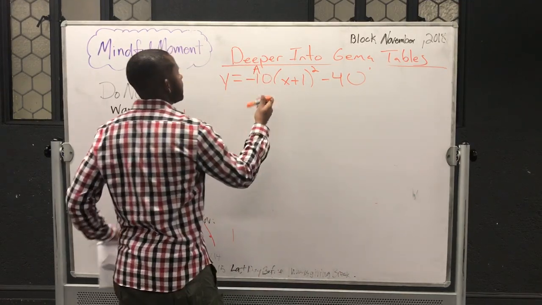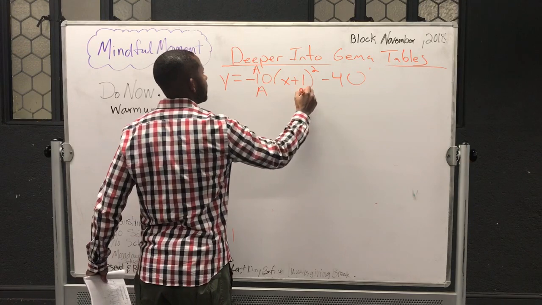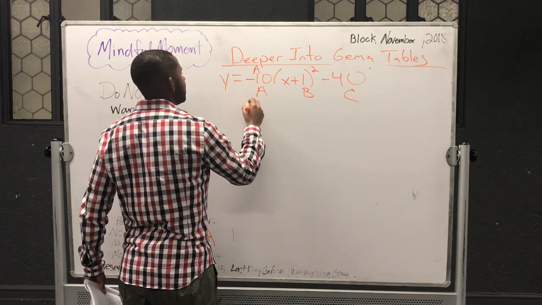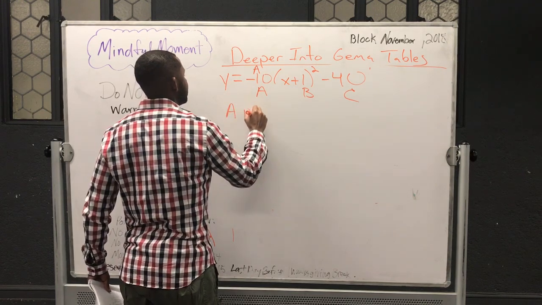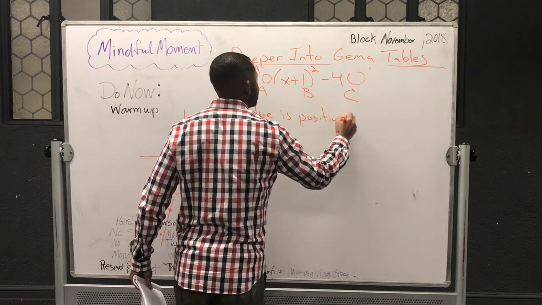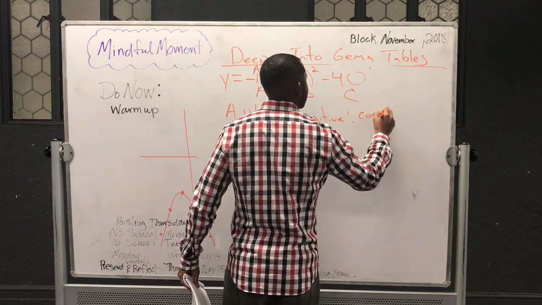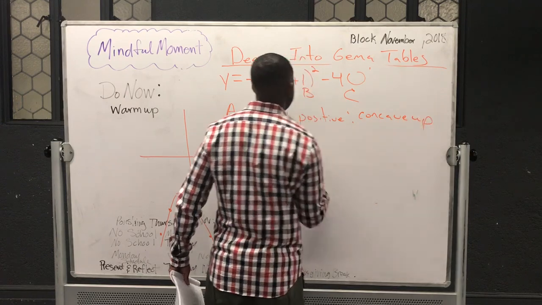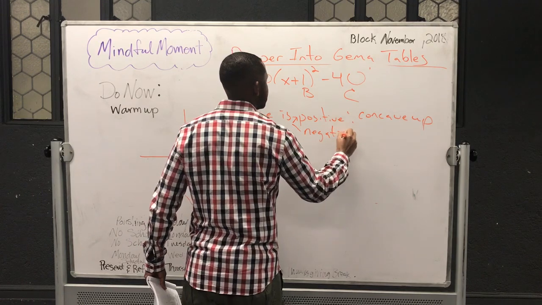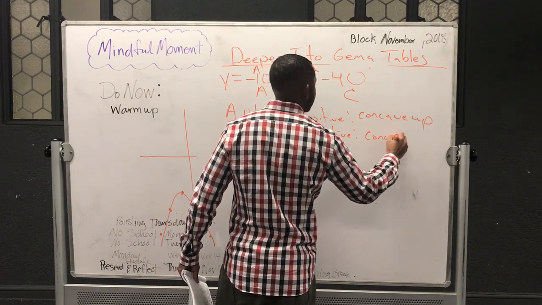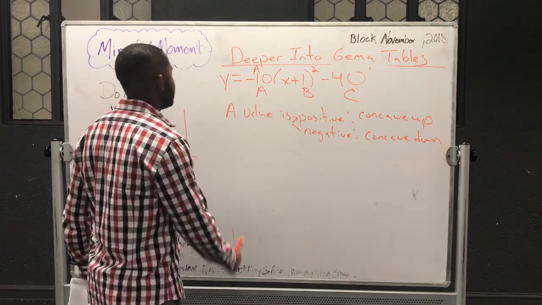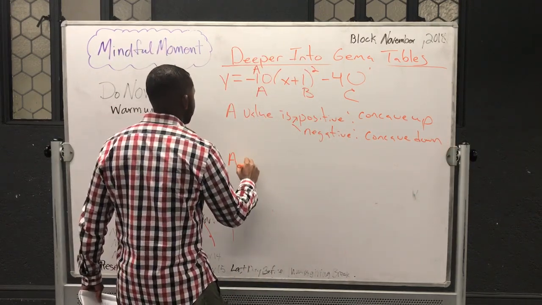Remember this was A, B, C. This A value, the A value is positive, concave up. The A value is negative, concave down. Okay?